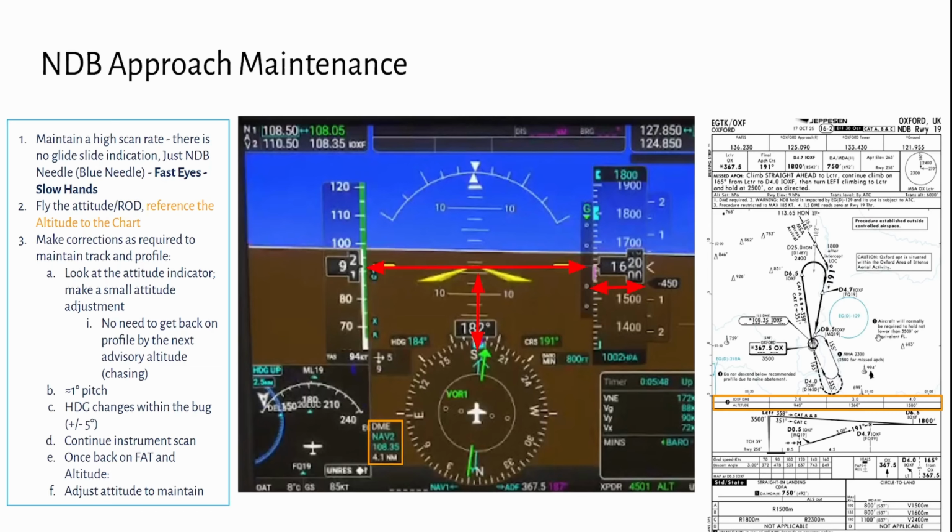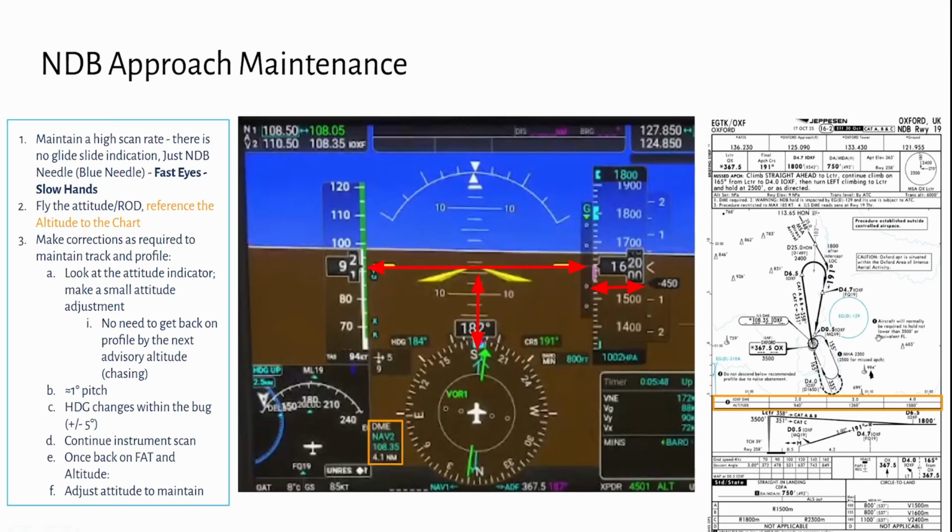And again, same as with an ILS approach, very small changes on the heading, about 5 degrees maximum. We're just going to continue that instrument scan, and once we're back on the final approach track and altitude, we're just going to adjust the attitude to maintain that and bug for heading.